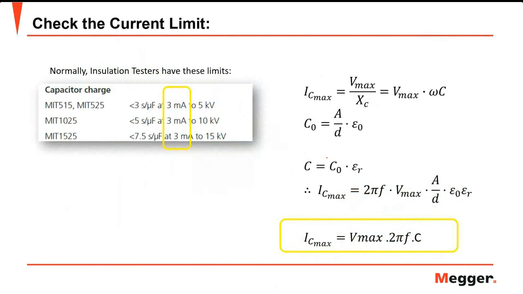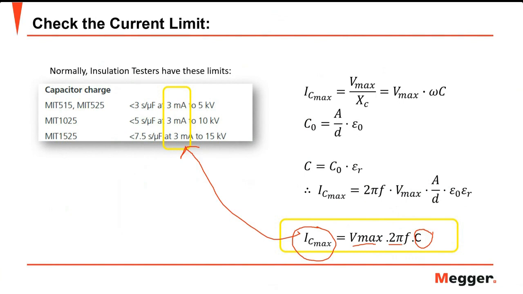You can check if that highly capacitive test object can be tested with the IR tester. So you can compute, this is our maximum charging current, 3 milliamp, for example. That is a normal charging current for insulation tester, 3 milliamperes. So that you can compute. If you know the capacitance of the test object, then you can put the capacitance value here, multiplied by the test voltage that you wanted, and then multiplied by the 2 pi f, angular velocity.